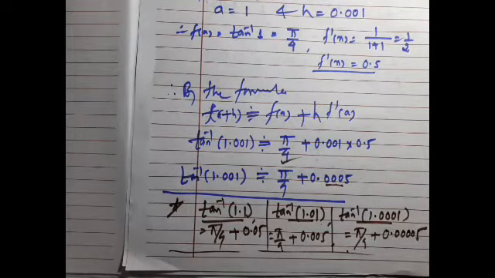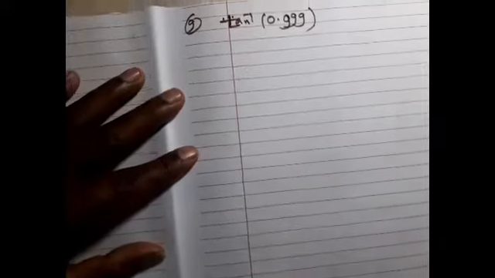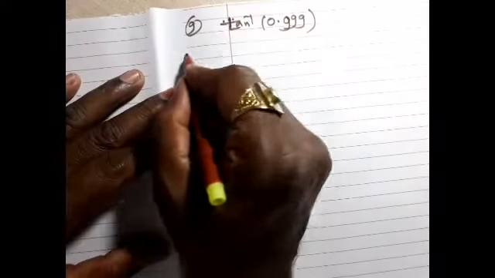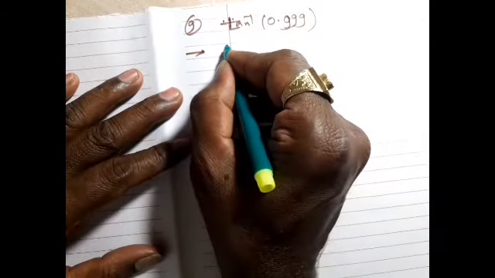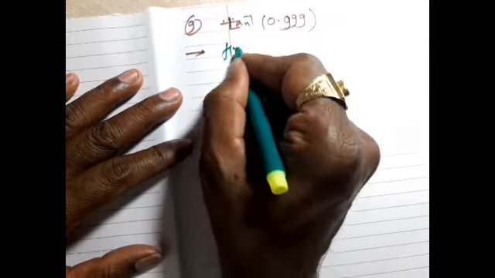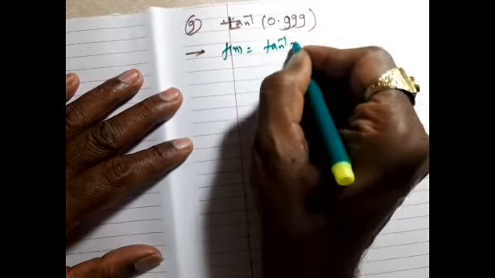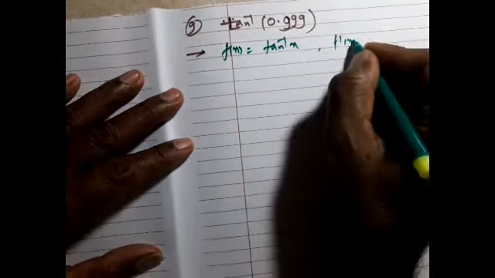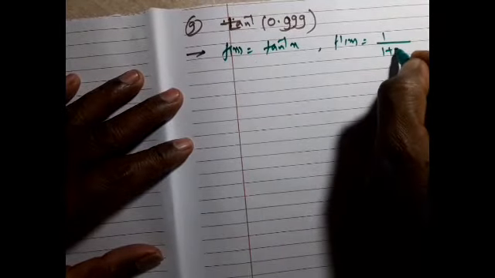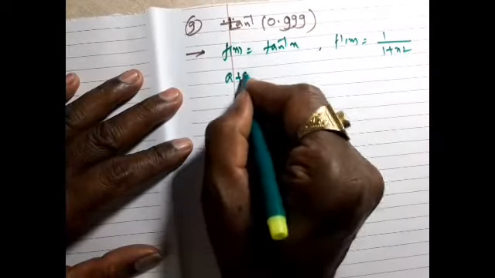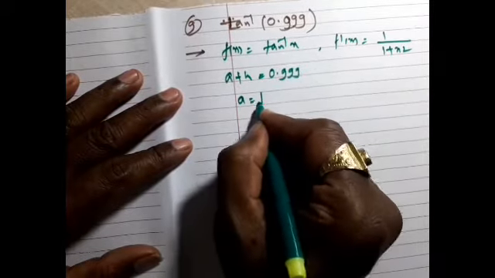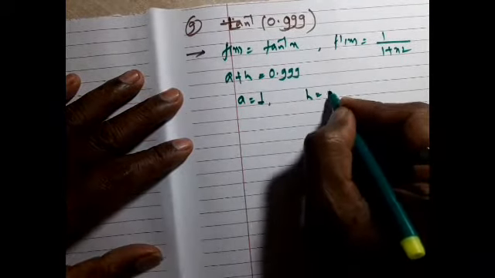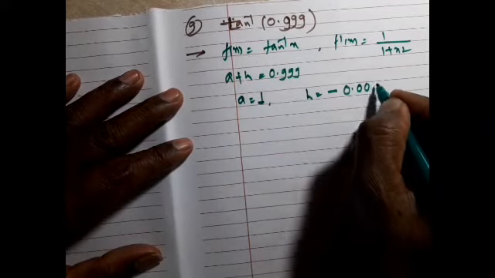Okay. Thank you. Next example. The next example is also simple. Tan inverse 0.999. So let f(x) is tan inverse x, f dash is 1 upon 1 plus x square, a plus h is 0.999. So obviously a is 1 and h will be minus 0.001.